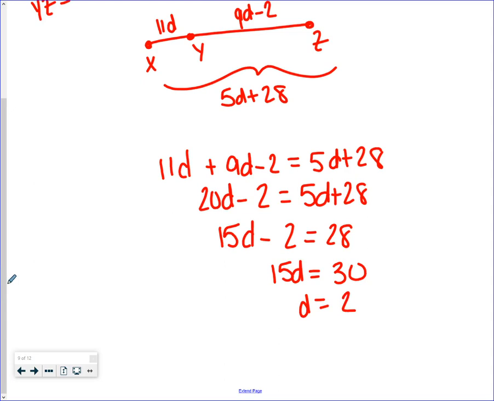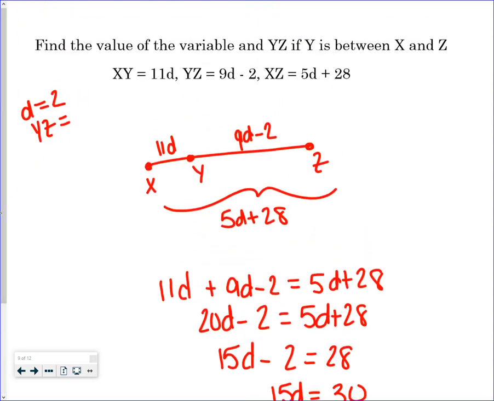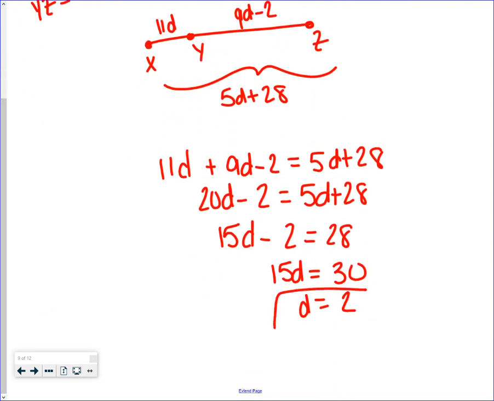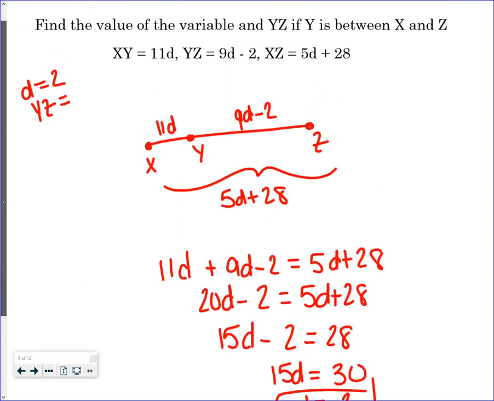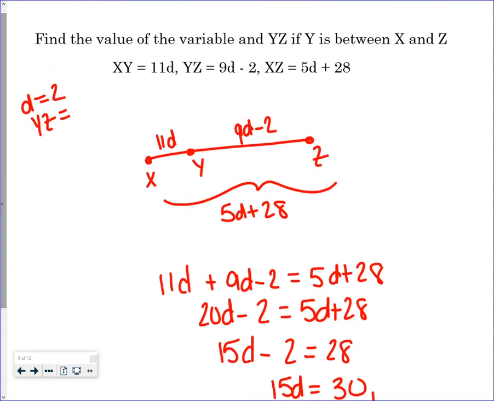That was one of the answers they wanted, so I'm going to circle it so my teacher finds it really easily, right? Is that all they wanted? No, right? In geometry, a lot of times they want a second answer, and you guys are so used to getting one and moving on, you have to really pay attention to that. So they wanted the variable, check, and they wanted YZ. So YZ is 9D minus 2. How am I going to figure that out? Plug it in. What's a fancy word for plug it in?